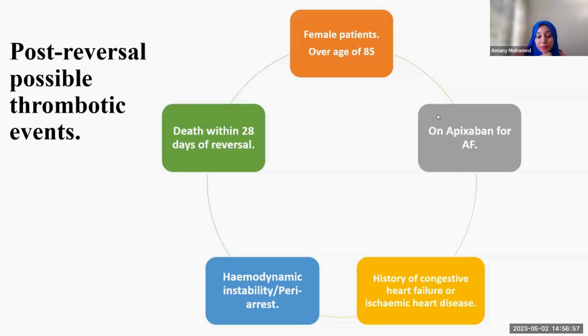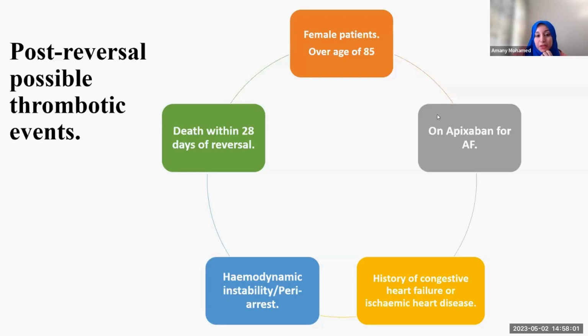To analyze these a bit further, I think it was very difficult to say what was the contributing factor to the development of these possible thrombotic events. As you can see, the 3 patients who developed them were all female patients over the age of 85, so they were all a very elderly population. They were all also on apixaban for AF. They all had multiple comorbidities. All 3 had a history of congestive heart failure or ischemic heart disease. Additionally, 2 of the patients had COPD, 1 patient had a chest infection, 1 patient had COVID, and 2 patients had diabetes. So many other comorbidities in an already elderly population, and all of them were presenting with hemodynamic instability or a peri-arrest situation.